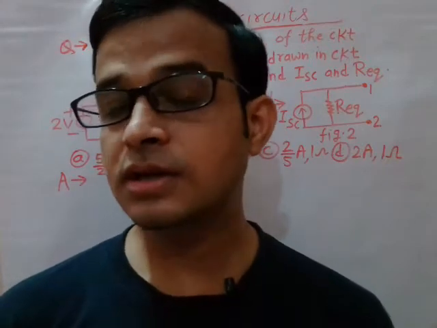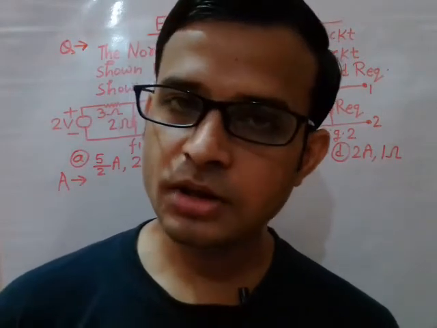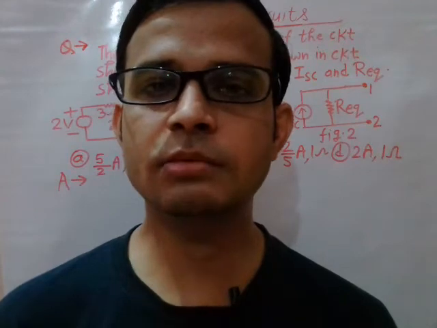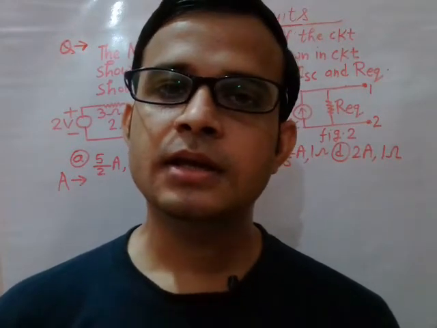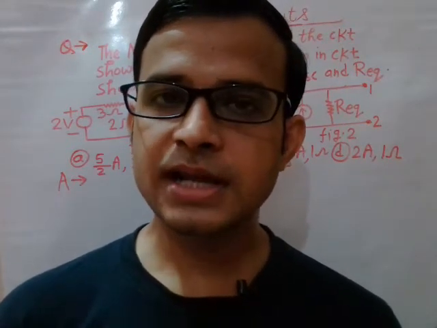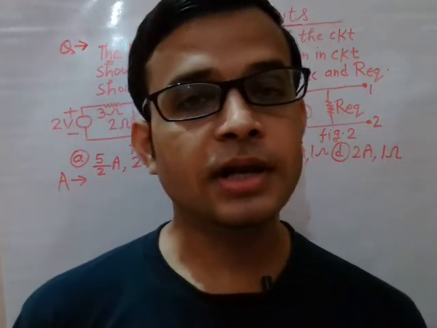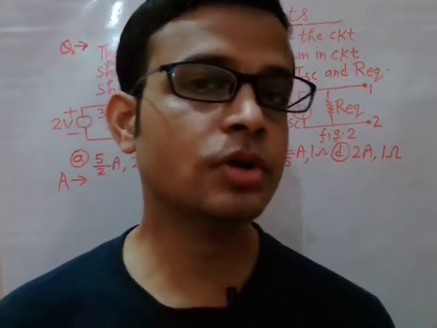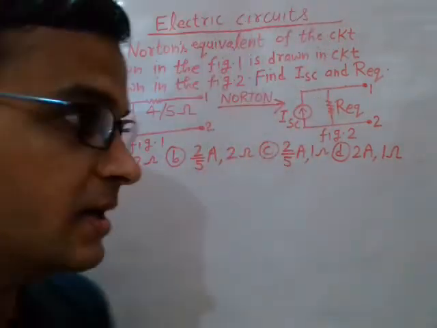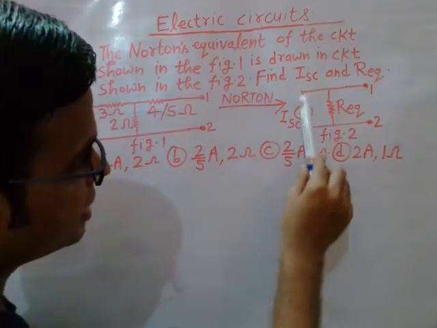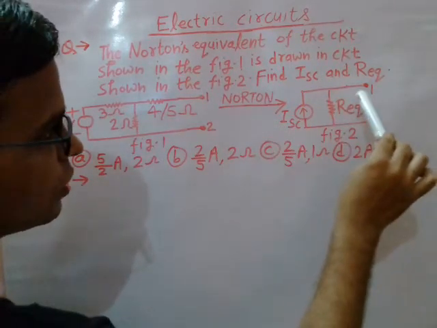So you know that in Norton's equivalent circuit, it is the parallel combination of Norton current I Norton, which is nothing but the short circuit current across the desired terminal, and R equivalent, which is the R Norton, Norton's resistance across the desired terminals, right? So when you connect these two in parallel, then you will get the Norton's equivalent circuit. The same circuit you can see here, right? So short circuit current is nothing but Norton's current and R equivalent is the Norton's resistance, right?